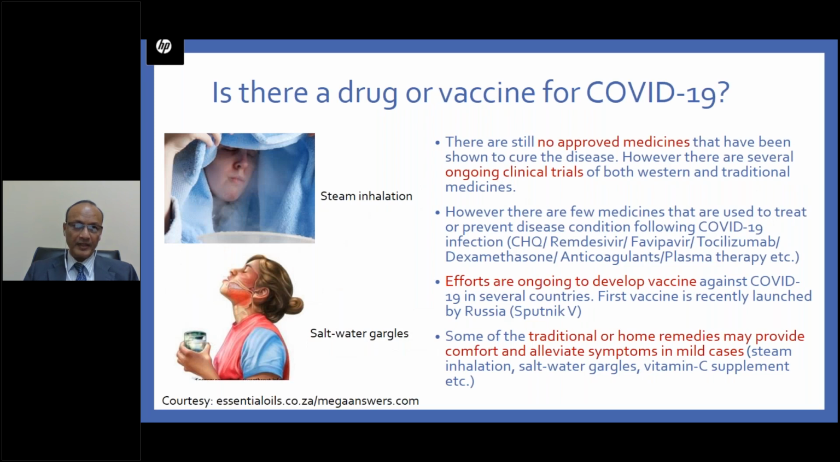So as we all know, as of now, there are no approved medicines that have been shown to cure the disease. However, there are several ongoing clinical trials happening across the world. Efforts are also ongoing to develop vaccines in many countries. And very recently, the first vaccine has been launched by Russia, called Sputnik V. Some of the traditional or home remedies which may provide some comfort in alleviating symptoms in mild cases could be steam inhalations, saltwater gargles, and vitamin C supplements. But please know, these remedies do not cure the disease. They just help in alleviating some of the symptoms.